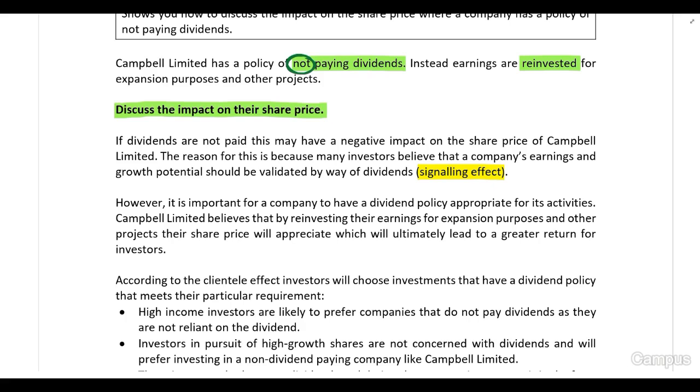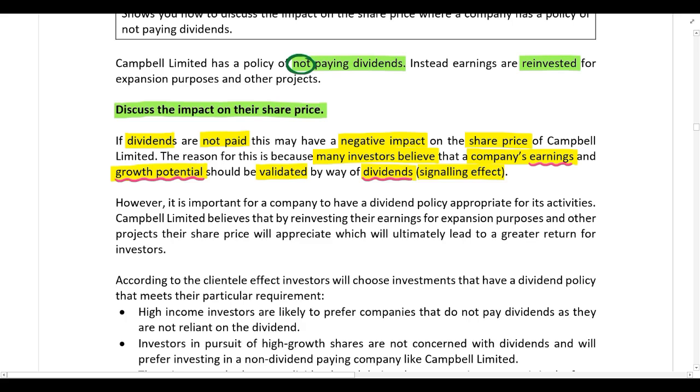So first, if we look at the signaling effect, we know that if dividends are not paid, this might have a negative impact on the share price of the company. And the reason for this is because many investors believe that the company's earnings and growth potential for the future should be validated by way of dividends. So in other words, if the company is performing well and if they have significant earnings, if the directors believe that the future growth potential is very good, then surely the company should pay a dividend.